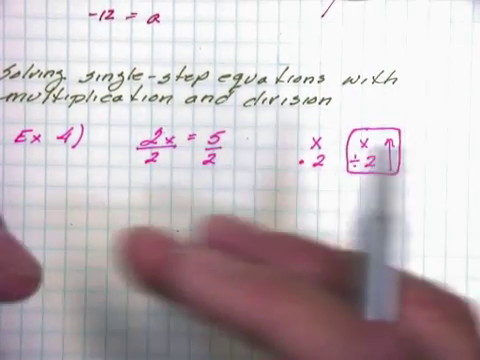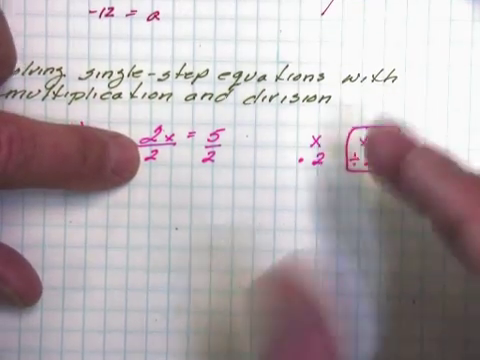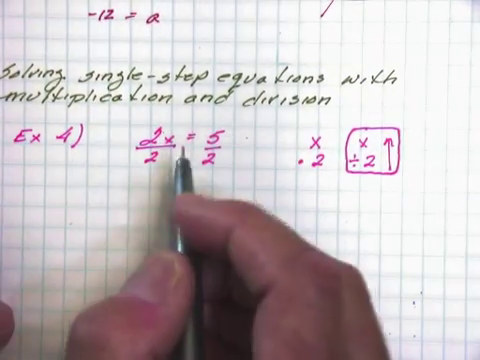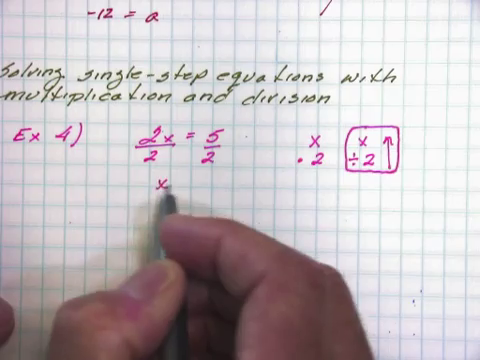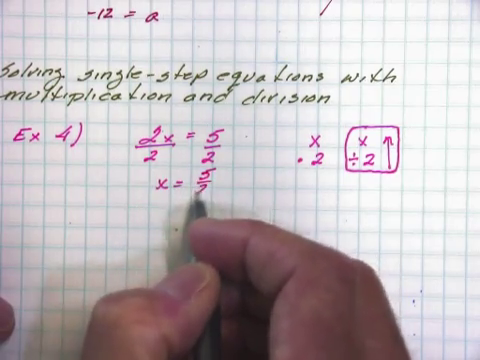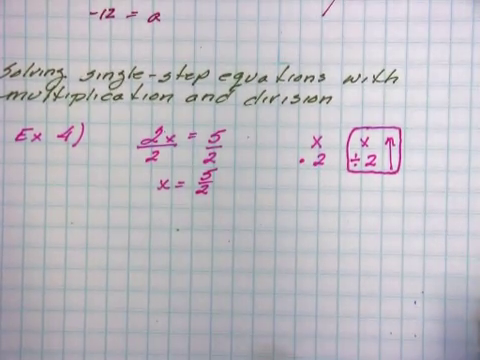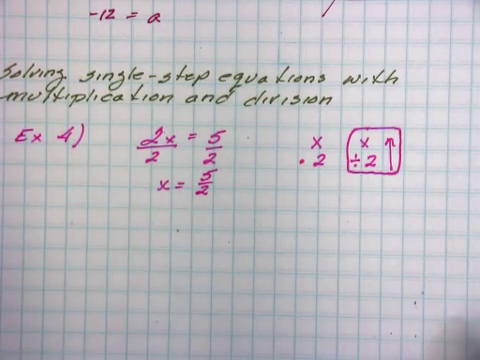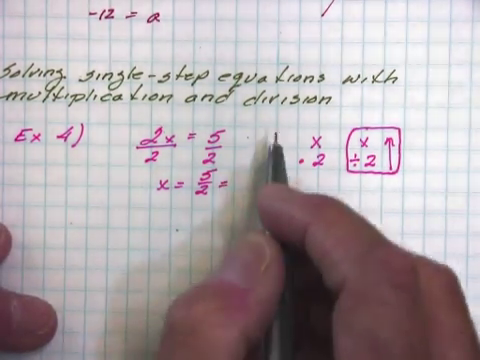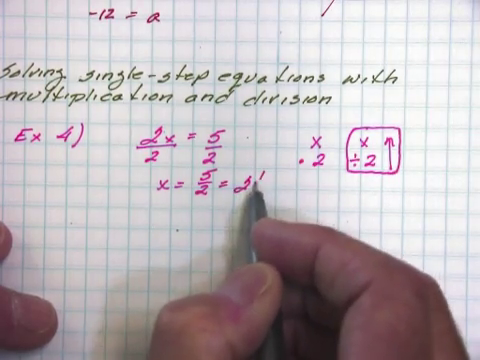So I come back to the problem. I'm going to divide both sides by 2. Now a 2 in the numerator over a 2 in the denominator, those become 1. Now it's not that they cancel out, but 2 over 2 is 1, and 1 times x leaves x. So we've got x equals 5 over 2.